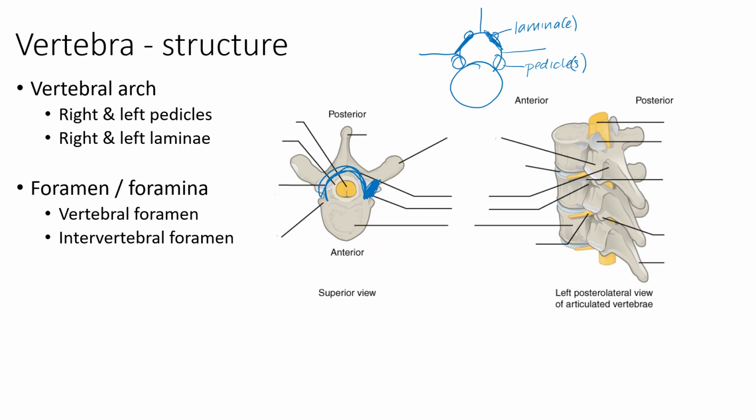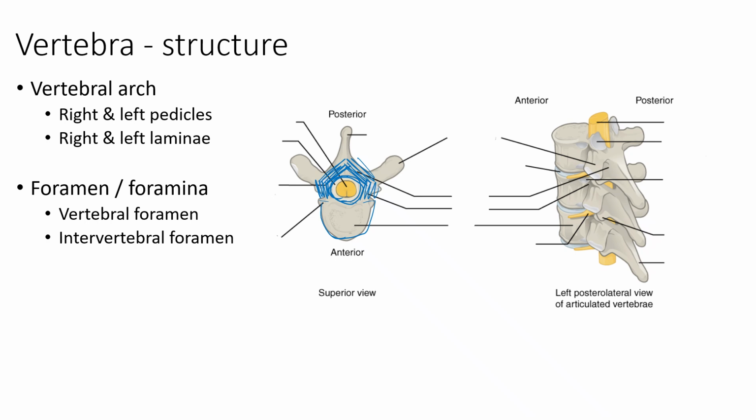And then you end up creating a couple of foramina. So let me erase some of this stuff here. All right, erased. We have a vertebral foramen that's created right in here, right? So we have the body of the vertebrae, we have pedicle, we have lamina, and you end up with a hole in the middle. That's where your spinal cord is going to go.